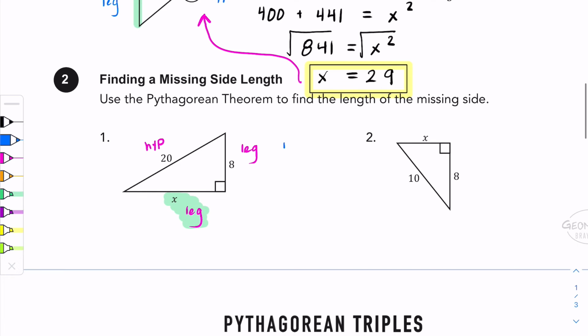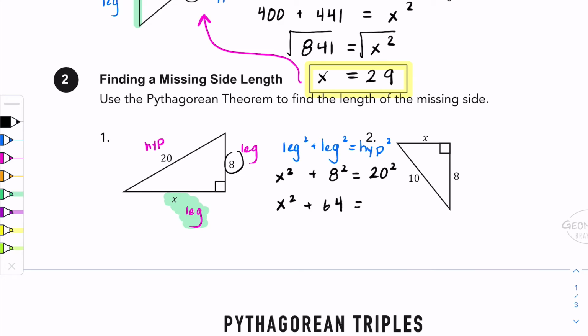So our formula is still leg squared plus leg squared equals hypotenuse squared. The first leg length I'm going to use or represent with x. So x squared, that's this one here, plus 8 squared is equal to the hypotenuse of 20 squared. And now I need to solve for this. So we have x squared plus 64 is equal to 400.